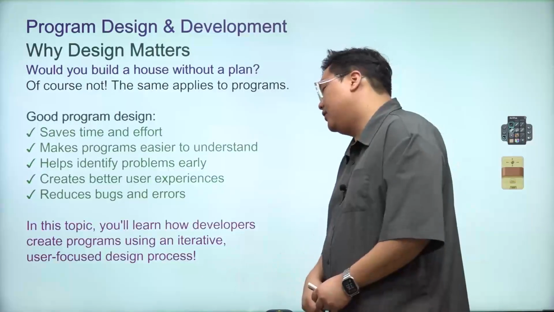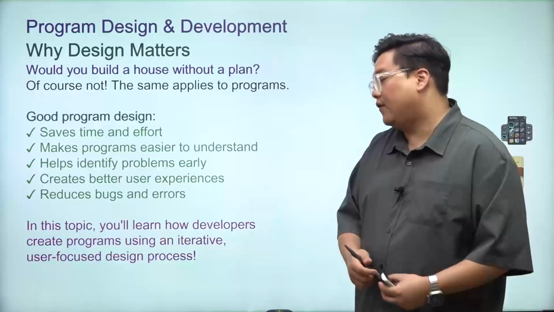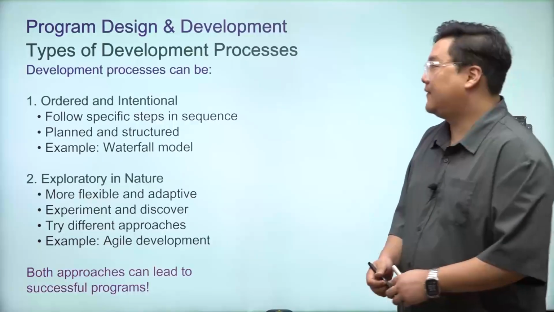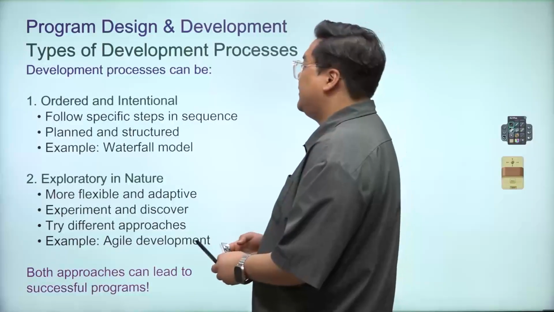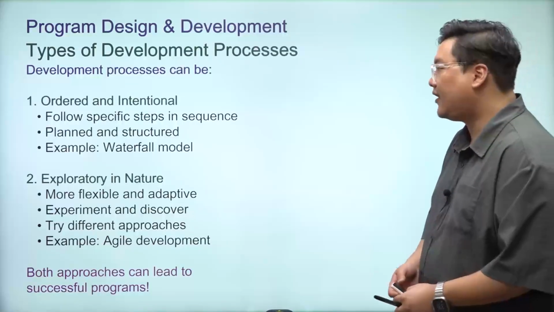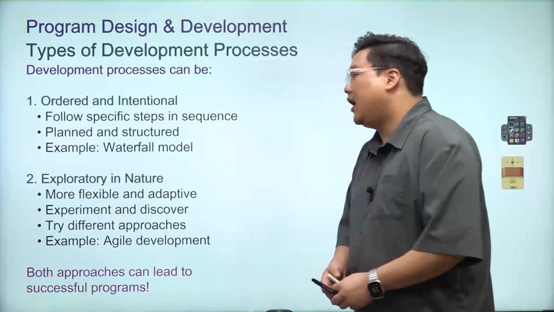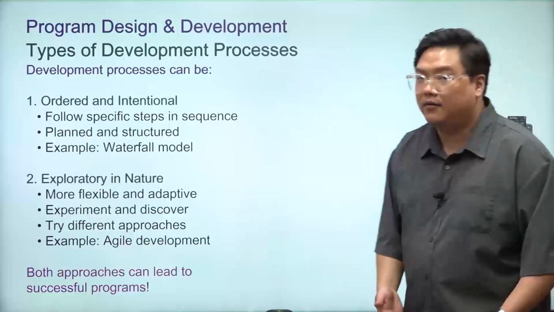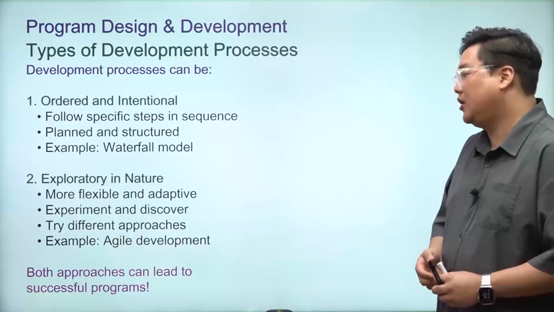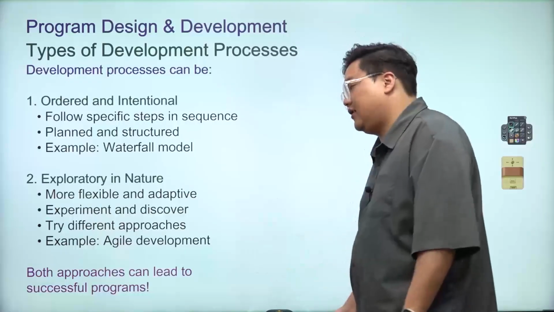So in this topic, you'll learn how developers create programs using an iterative, user-focused design process and also an incremental process as well. So there are types of development processes. Development processes can be, number one, ordered and intentional, following specific steps in sequence, planned and structured. An example would be what's called the waterfall model. And number two, exploratory in nature. It's more flexible and adaptive. Experiment and discover. Try different approaches.